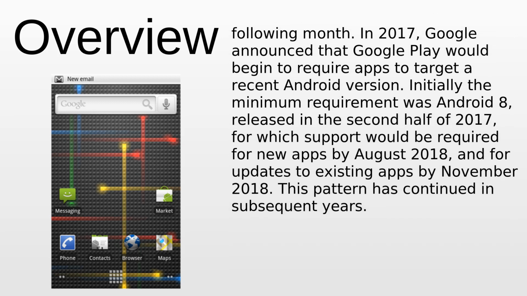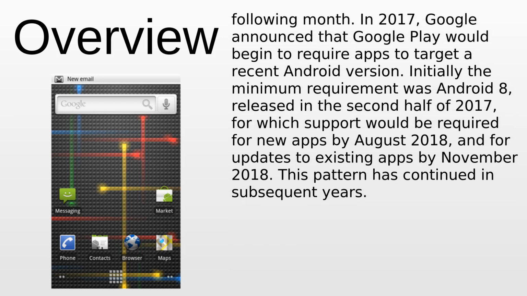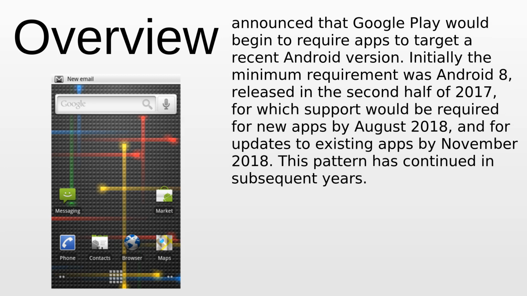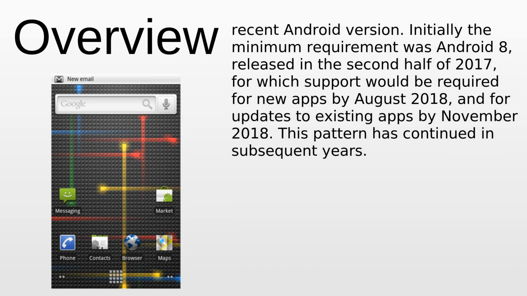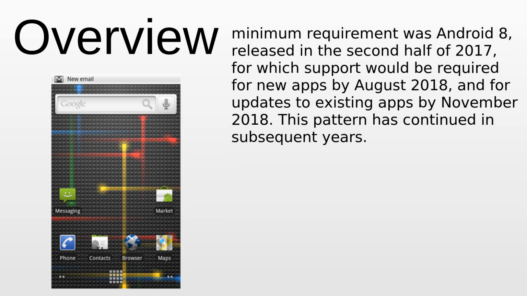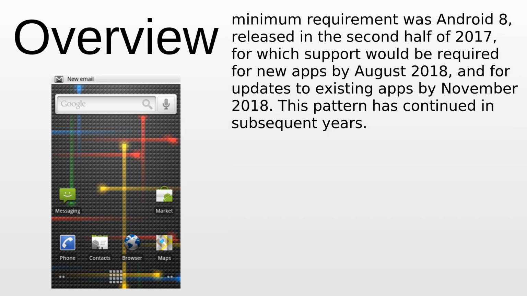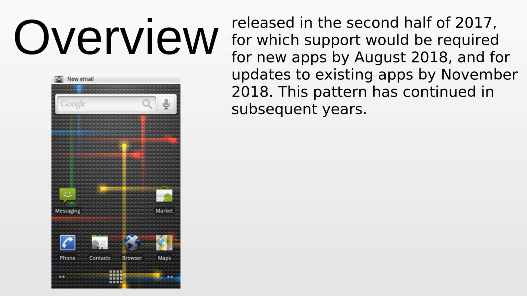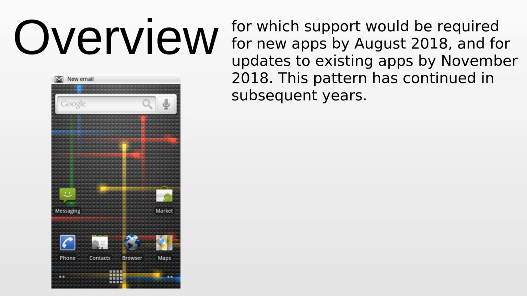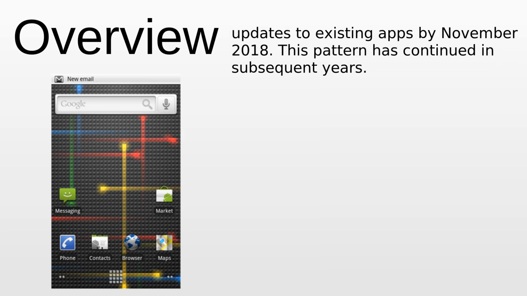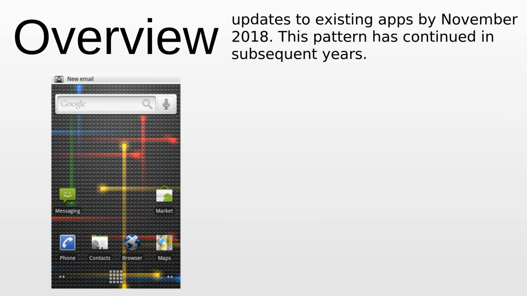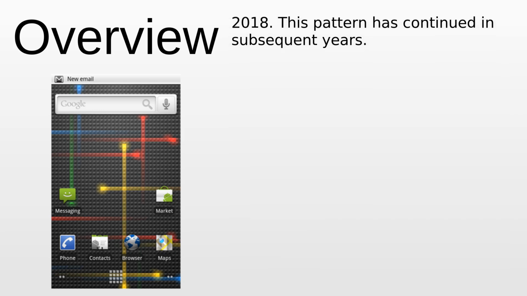In 2017, Google announced that Google Play would begin to require apps to target a recent Android version. Initially, the minimum requirement was Android 8, released in the second half of 2017, for which support would be required for new apps by August 2018, and for updates to existing apps by November 2018. This pattern has continued in subsequent years.